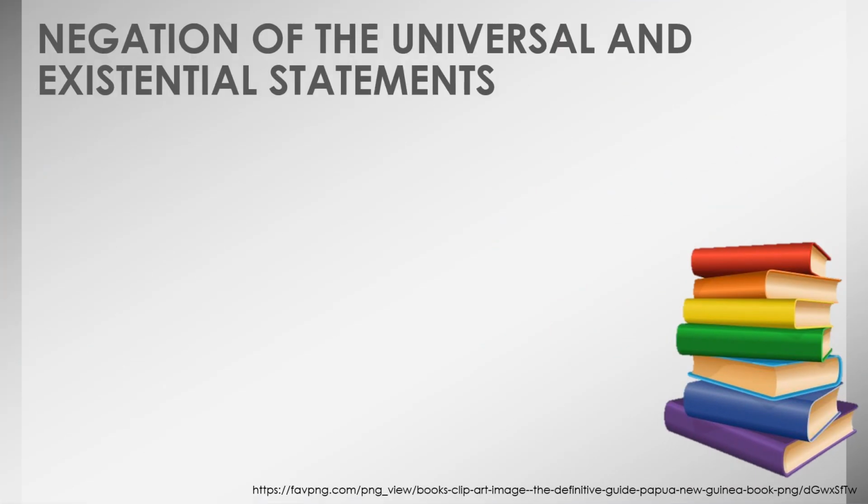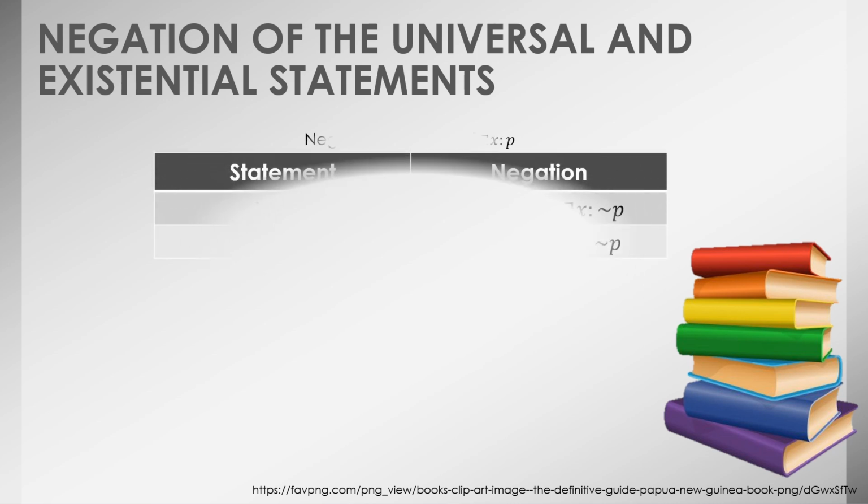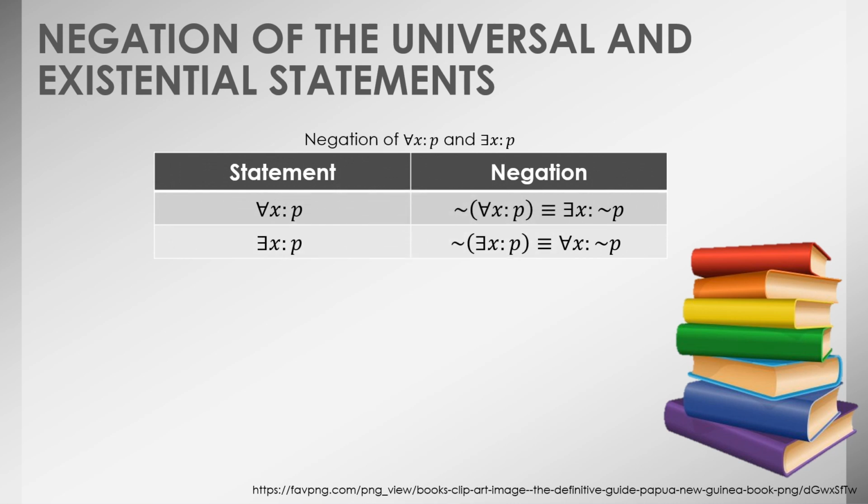For the next topic, we are going to discuss the negation of the universal and existential statements. To easily construct the negation of these statements, we have this table for guidance, which we can directly follow to simply construct the negation. Observe that the table mainly shows that the negation of any universal statement is an existential statement and vice versa.